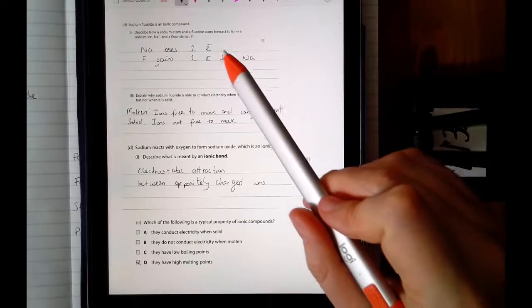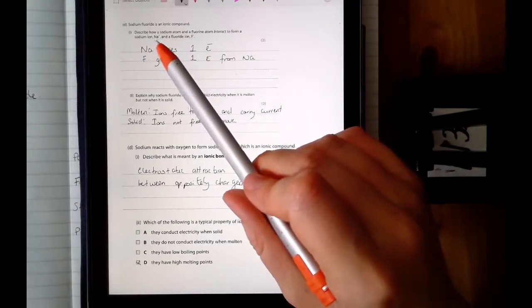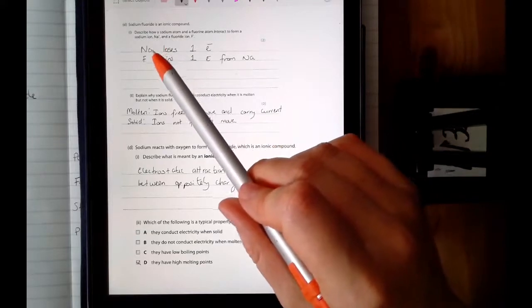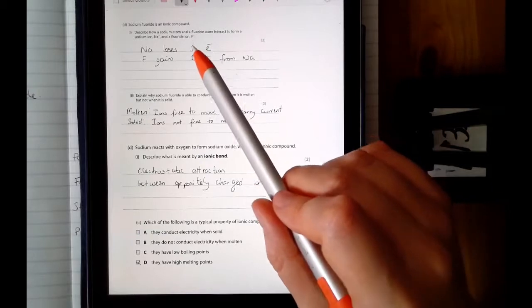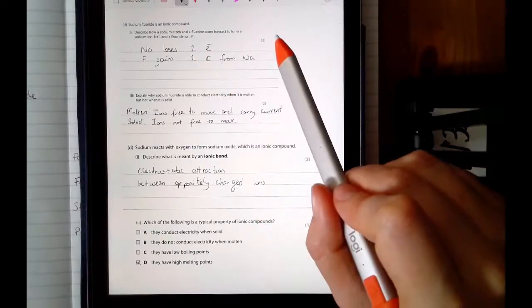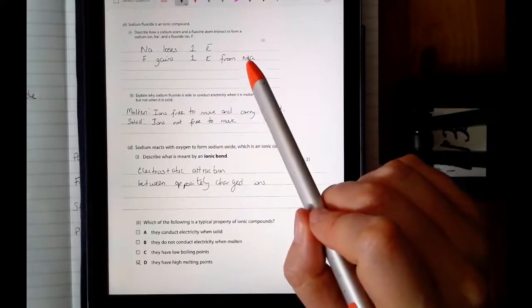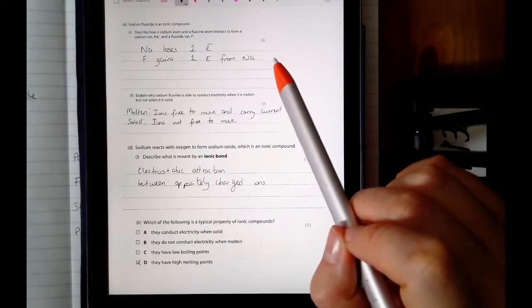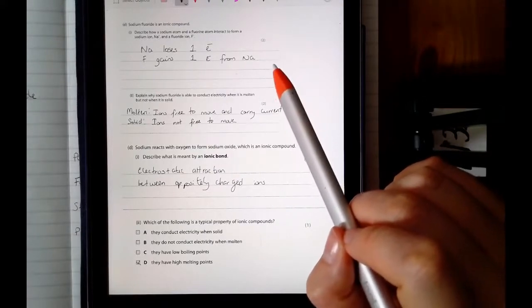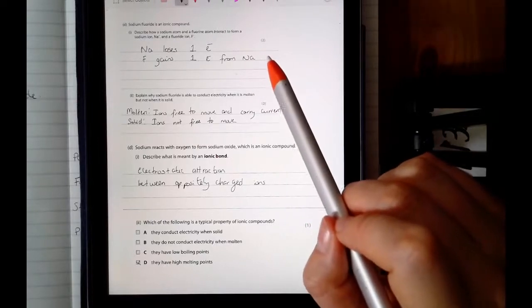For the first one, they just want to know how a sodium ion and a fluoride ion form. So sodium is +1, that tells you that sodium loses 1 electron. Fluorine is -1, that tells you fluorine gains 1 electron. But to get your full 2 marks, you do need to say that fluorine gets that electron from sodium. Or you could say sodium gives fluorine 1 electron, or 1 electron is transferred from sodium to fluorine, but just something that implies that the electron is transferred.